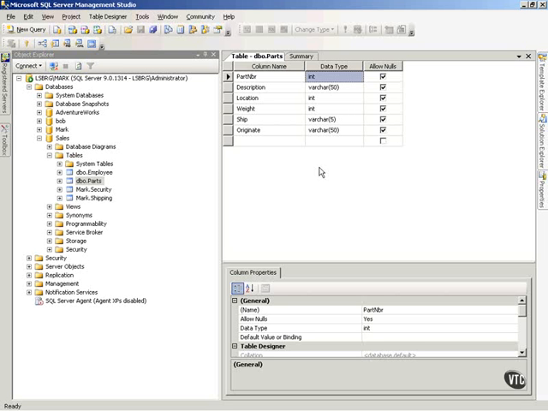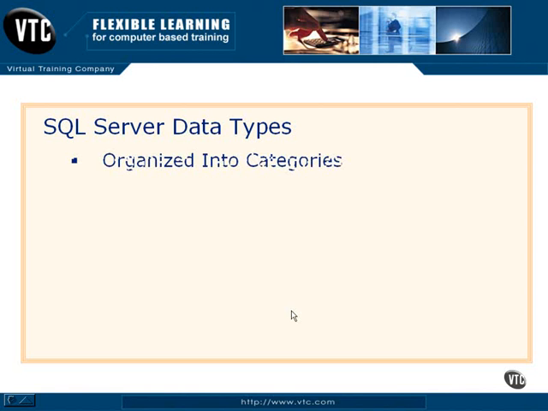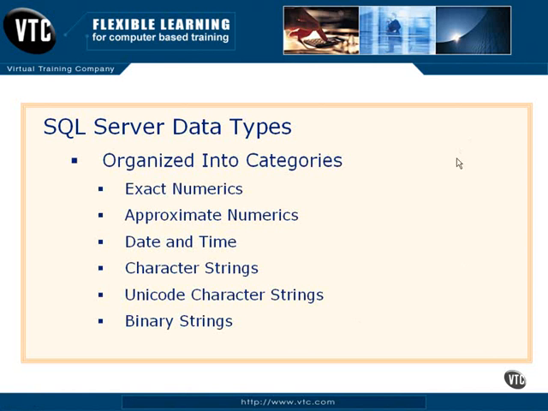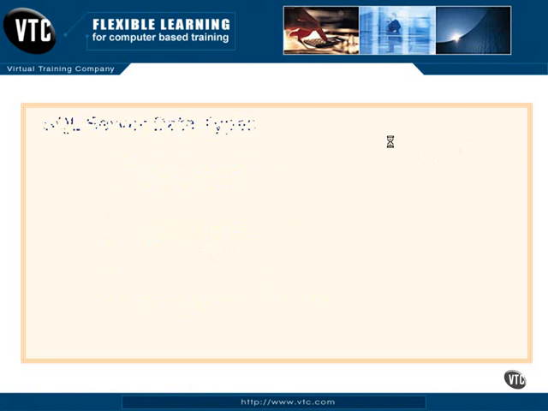I want to give you an overview of the various data types you have to choose from. SQL divides the data types that are available into categories, and those categories are exact numerics, approximate numerics, date and time data types, character strings, Unicode character strings, and binary strings, and there's a couple of others that I'll talk about. I will divide these data types into two videos because there's too many to talk about, and the video would just be way too long. So we'll do a few of these and then do a second video for them. First of all, let's look at the exact numerics.